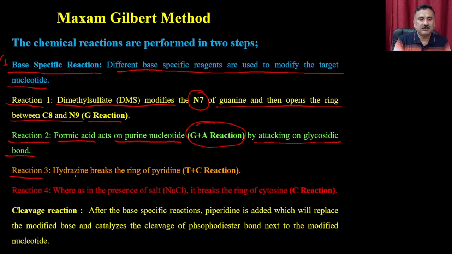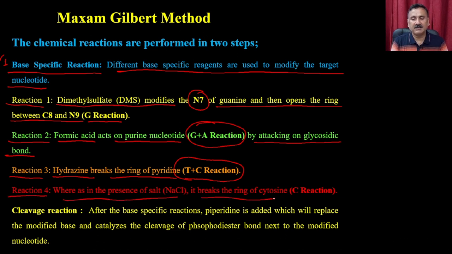Then you have reaction 3, where you use hydrazine, which breaks the rings of the pyrimidines. So it is not specific for a particular base, it is only specific for pyrimidines. So it is called the T plus C reaction. Then you have reaction 4, where in the presence of salt, it breaks the ring of the cytosine. So it is called the C reaction. So basically, you have four reactions. One is called the G reaction, another is the A plus G reaction, then the C plus T reaction, and the C reaction.